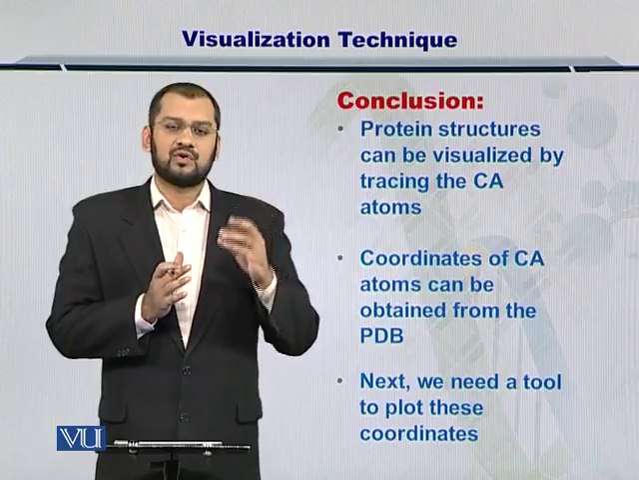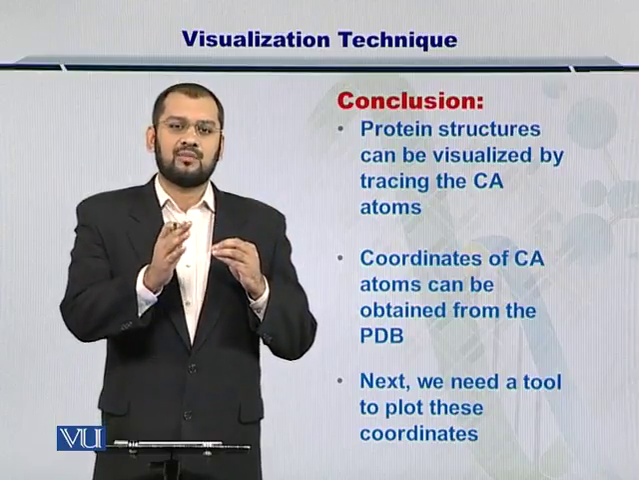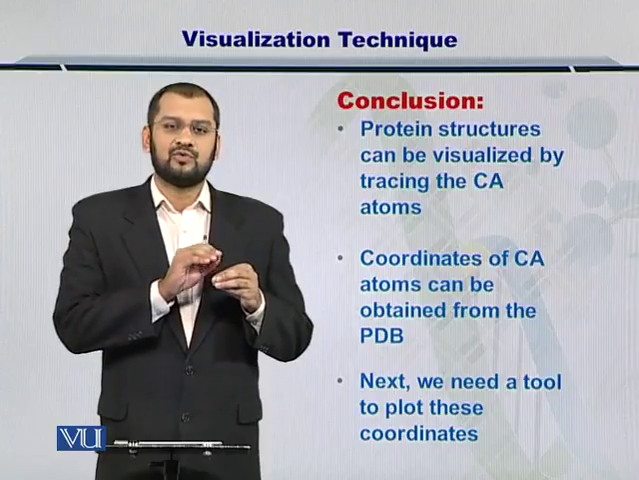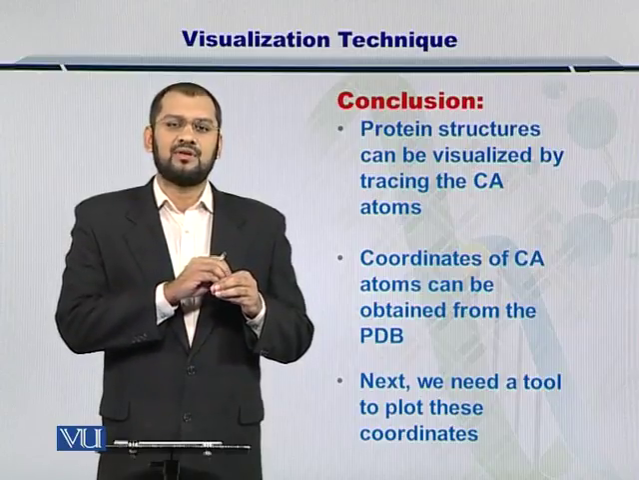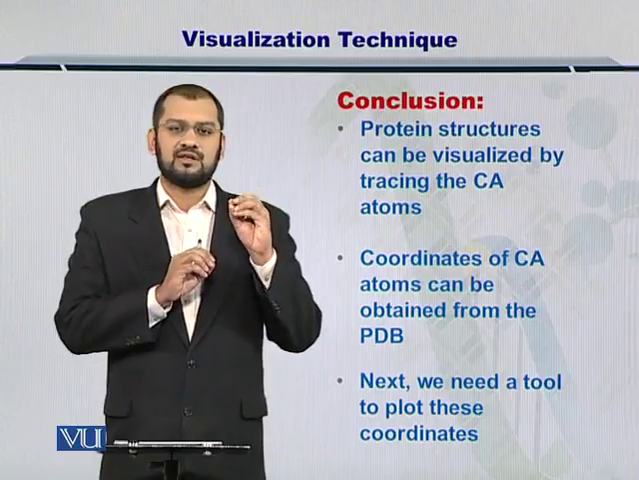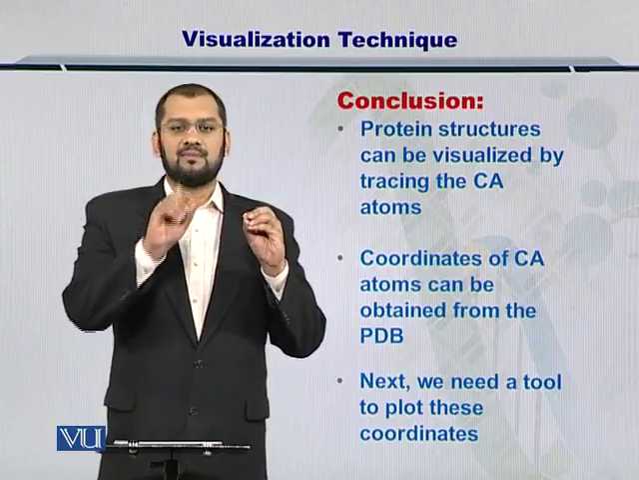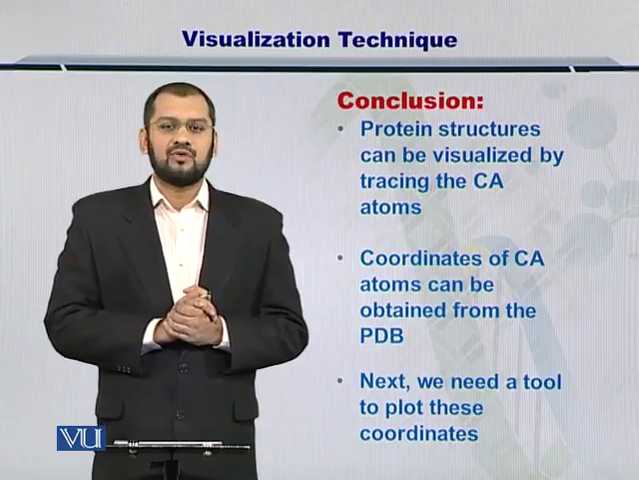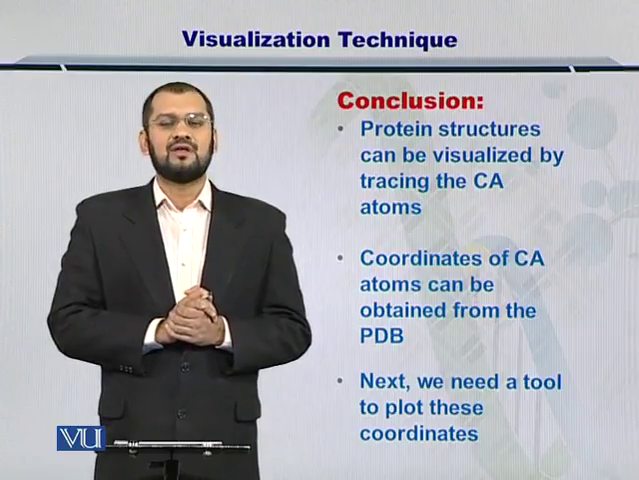So once you take the coordinates of all the alpha carbons, these will give you the x, y and z positions of each alpha carbon. You simply take these values and you connect them, and you have the backbone of the protein. Now you need a tool to visualize this backbone.